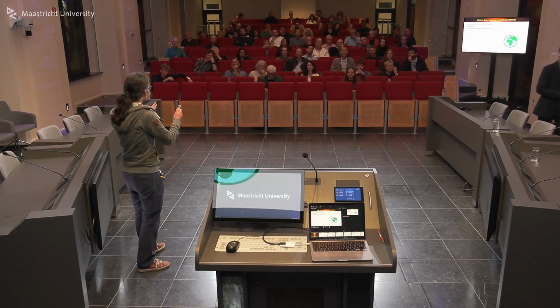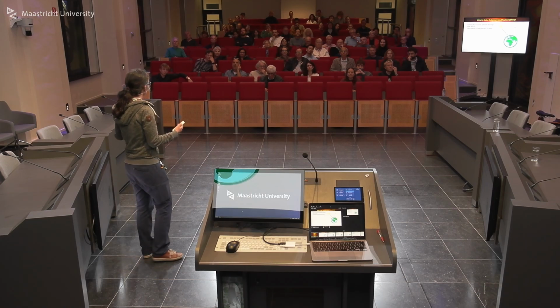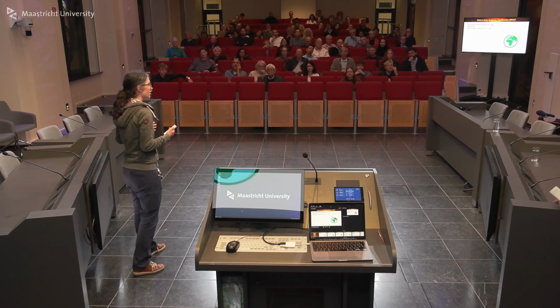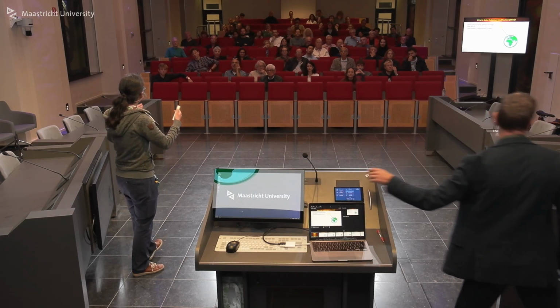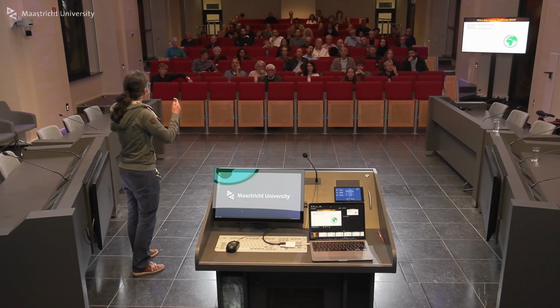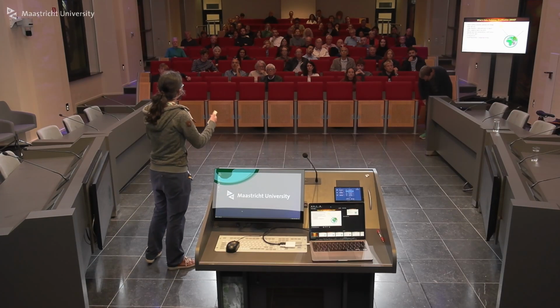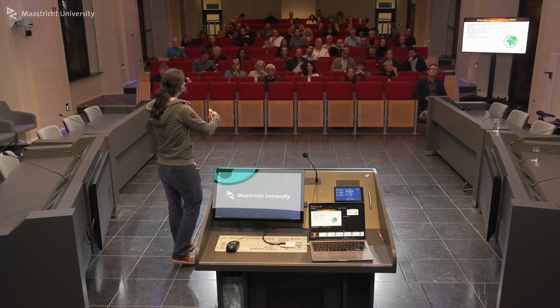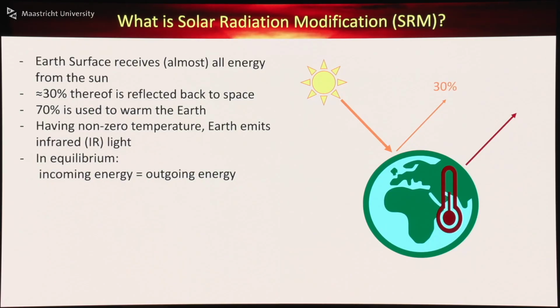So we have the Earth, and the Earth receives nearly all its energy from the sun. And of this light which comes in from the sun, about 30% is reflected right away on snow, on clouds. The rest, so 70%, is absorbed by the Earth and used to warm the Earth up. So most of it goes into the ocean, a bit in the land and the air. So this ensures that the Earth has a temperature above 0 Kelvin, so some non-trivial temperature.